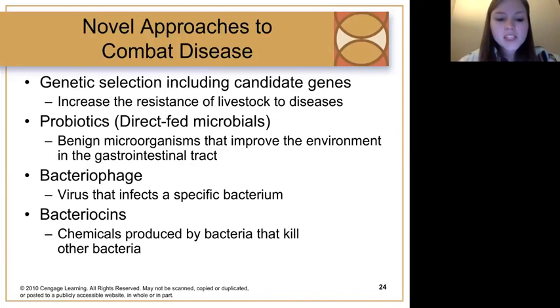And bacteriocins are chemicals that are produced by bacteria that can kill other bacteria. So in the body, there are already some microbes there, especially in the gastrointestinal tract. Those microorganisms that are already in your gastrointestinal tract could produce these bacteriocins that would kill invading bacteria, because they want to keep their home pathogen-free.